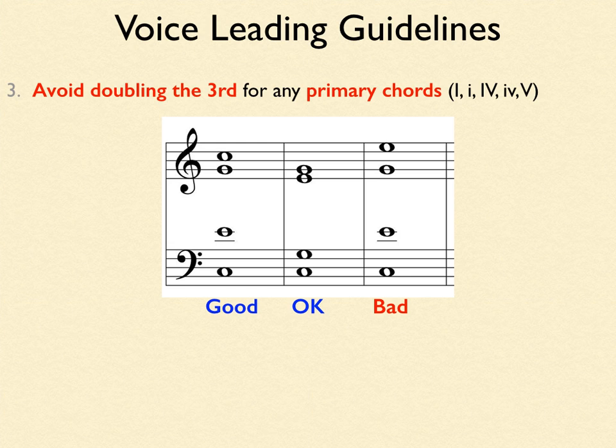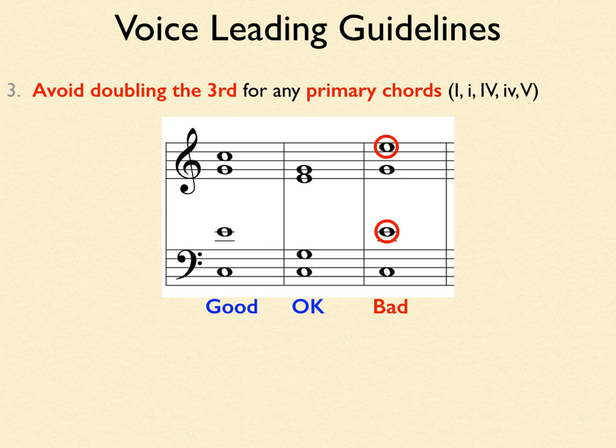The next one, we've got a C, G, E, and G. So a C in the bass, a G in the tenor, an E in the alto, and a G in the soprano. So this time I've doubled the 5th. Okay, that's okay as well, but it's not as good as the first one. The bad one is the last one, where I've doubled the third of the chord. I've got a C in the bass, an E in the tenor, a G in the alto, and an E again in the soprano. So there's your 2 E's. Okay, I've doubled the third. Try to avoid doing that for primary chords.